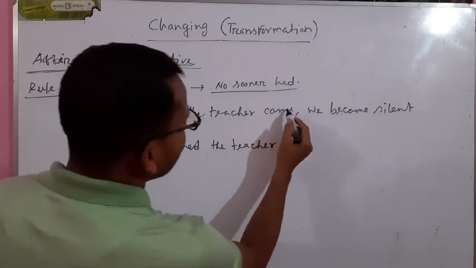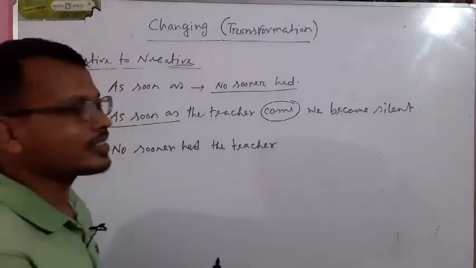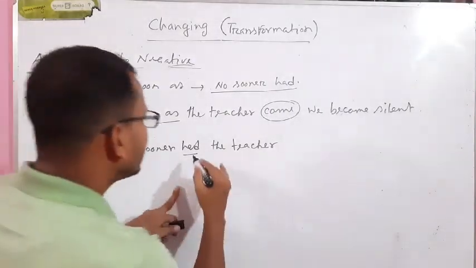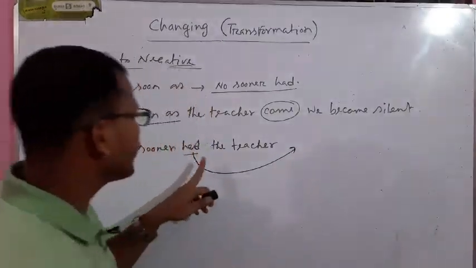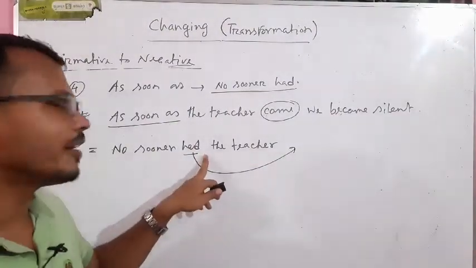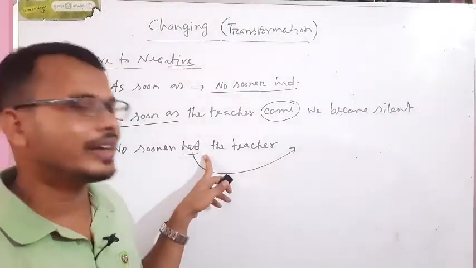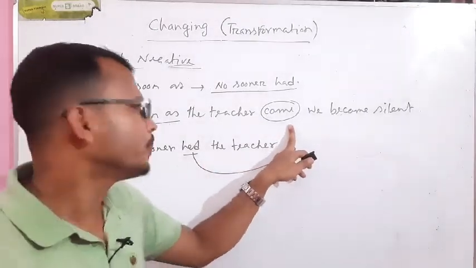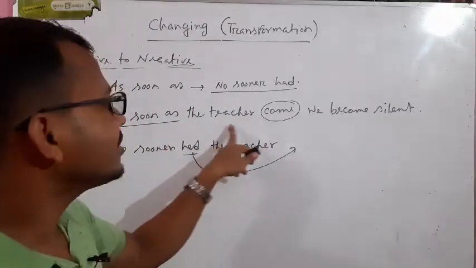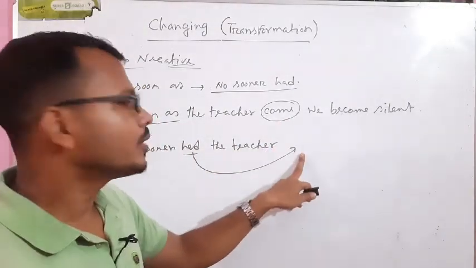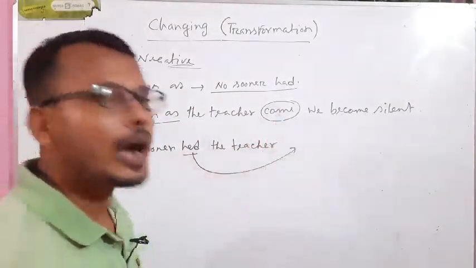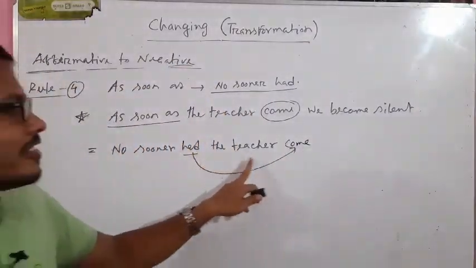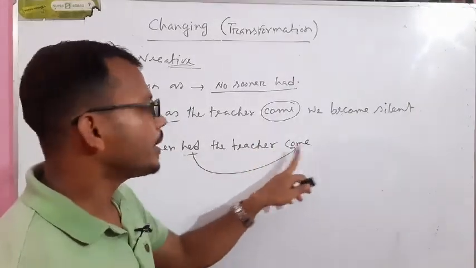The teacher. Here came is the past tense, but as I have used had, this verb will be controlled by this auxiliary verb had. After have, has, had, shall have, will have, we have to use the past participle form of the verb. As soon as the teacher came, it is past form. The past participle form is come, came, come. That means it would be come. Here, no sooner had the teacher came.